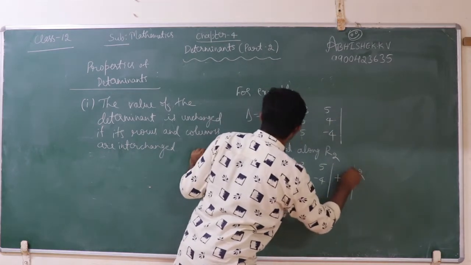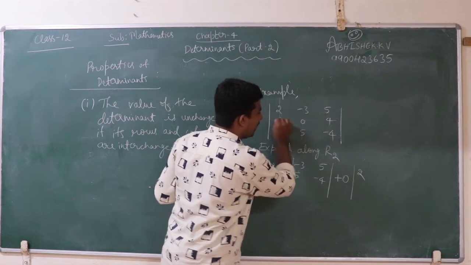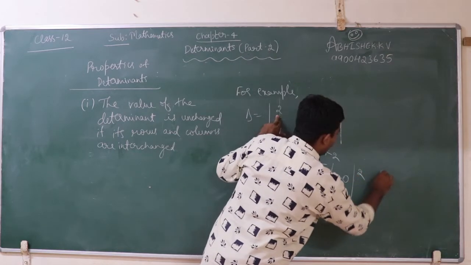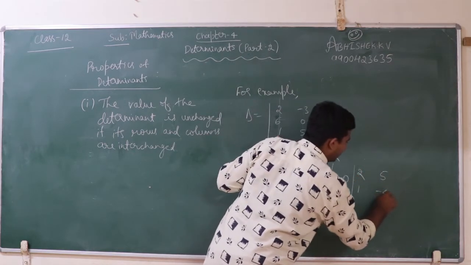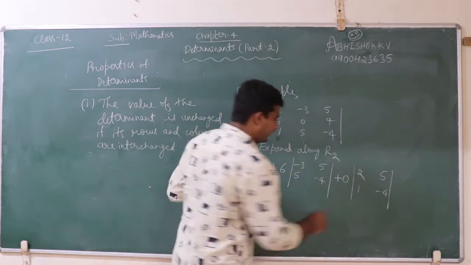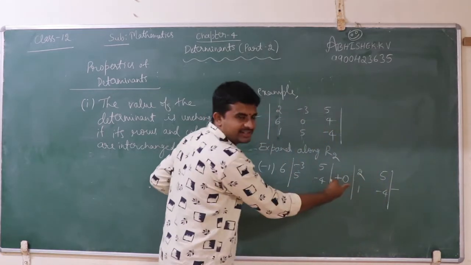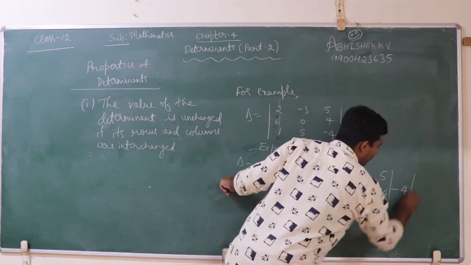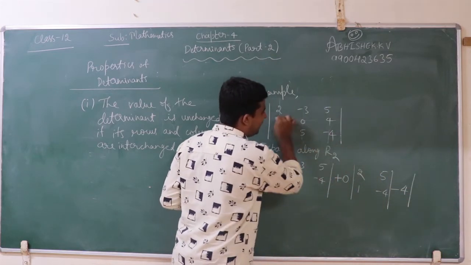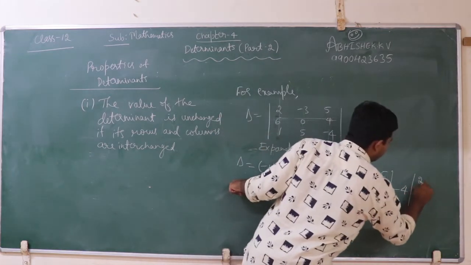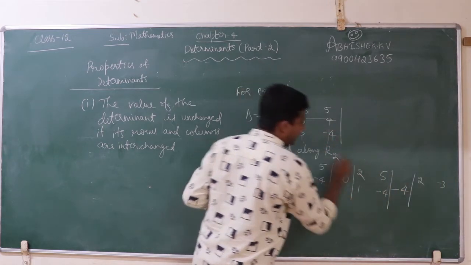We are remaining with 2, 5, 1, minus 4. Then the next element is minus. Minus 4 into this column, this row gets cancelled. We are remaining with 2, minus 3, 1, 5.